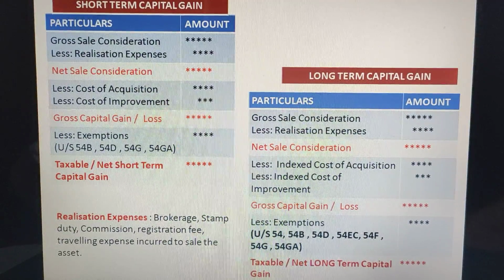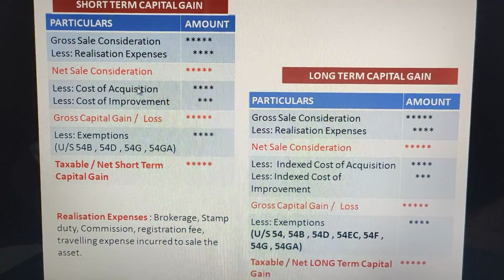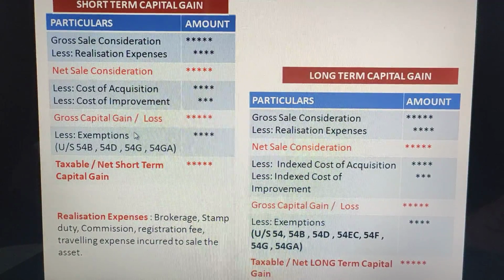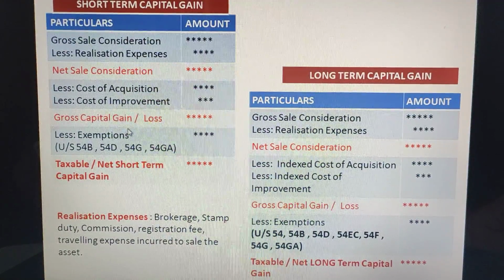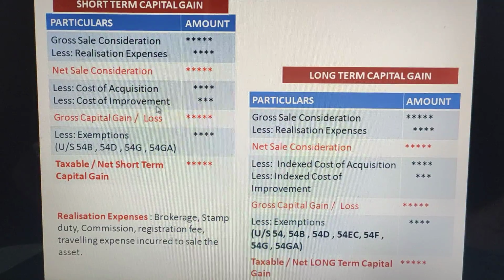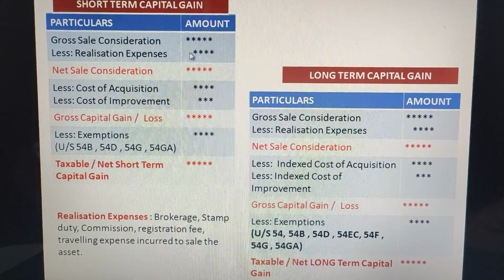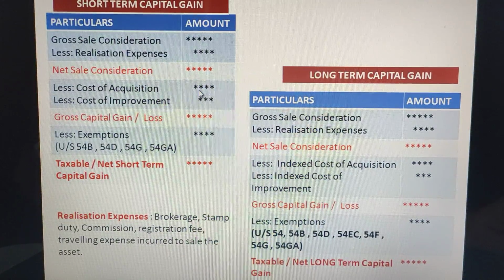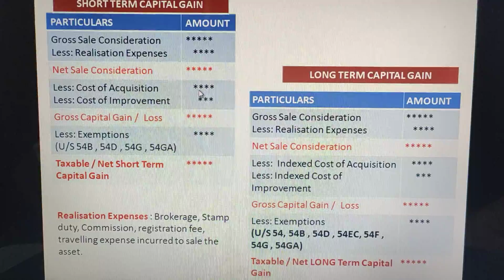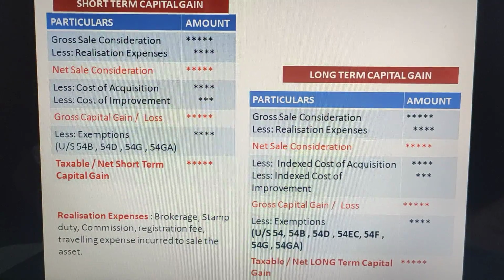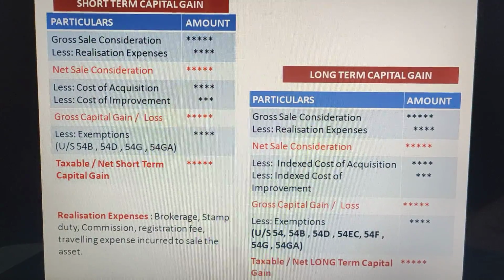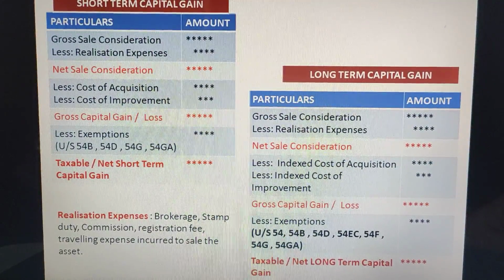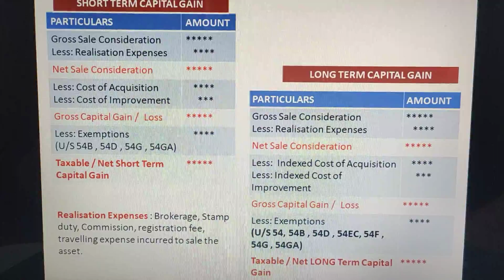So now from net sale consideration, you are going to minus cost of acquisition and cost of improvement, if any. You will get gross capital gain. If you get negative values, then it will be considered as loss. I gave you the example of 50 lakhs minus 2 lakhs, you got 48 lakhs, minus 30 lakhs is your cost of acquisition, 48 minus 30, minus, for example, another 3 lakh rupees if you consider, then whatever answer you get, that is your gross capital gain.